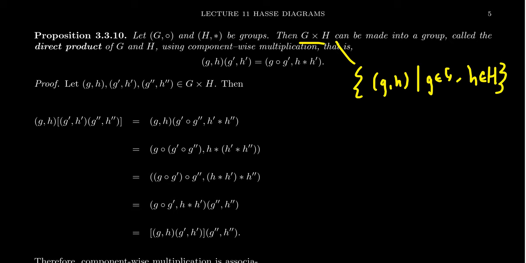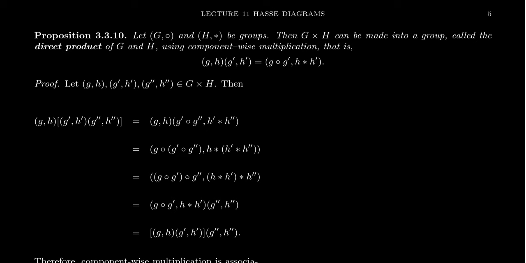Now, to make it a group, we have to define a binary operation on that set. And what we're going to do is define what we call component-wise multiplication. So when you have two ordered pairs, (g, h) and (g', h'), we're going to define component-wise multiplication to be the following. Since g and g' both belong to G, we can operate on them using the circle. So that's what we do for the first component, g circle g'. Likewise, h and h' both belong to the set H, and therefore we have the operation asterisk that we can use. So we operate on those elements in that way, h asterisk h'. This is what we call component-wise multiplication. I claim that this binary operation on the Cartesian product gives you a group structure, and this is referred to as the direct product of G and H.